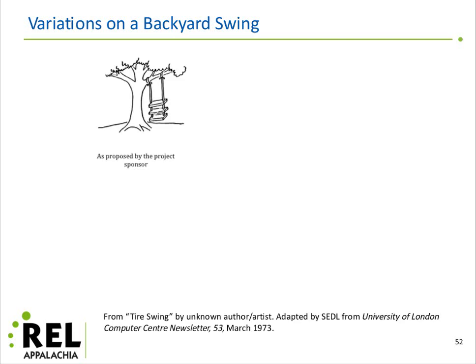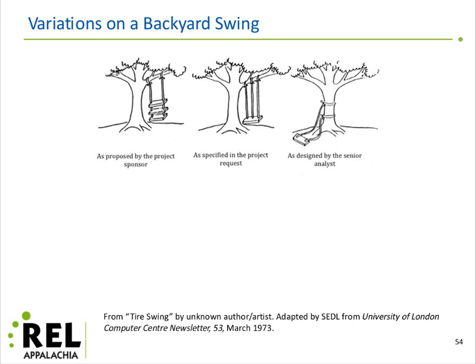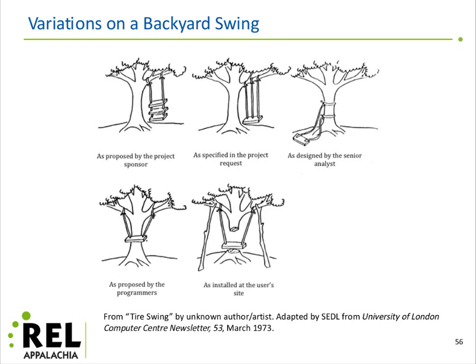Okay. So here's an example, a picture of the swing that was proposed by the project sponsor. And here's a variation that was specified in the project request. This one makes me uncomfortable, by the way. Yeah. I'm not sure I'd want to swing on that. Right. And here's how it was designed by the senior analyst. Okay. Yep. As proposed by the programmer. As installed at the user's site itself. And then last, here's really what the users want.